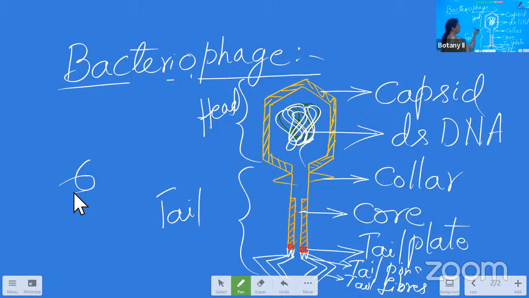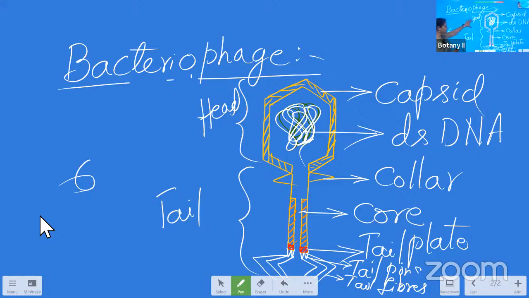And the head, that has the capsid. The main function of the capsid is to release the enzymes into the host so that the cell membrane will disintegrate and the viral organism can enter easily, and it can easily pass the genetic material of the virus into the host cell to cause the infection. This is the main function of the head and the tail part.